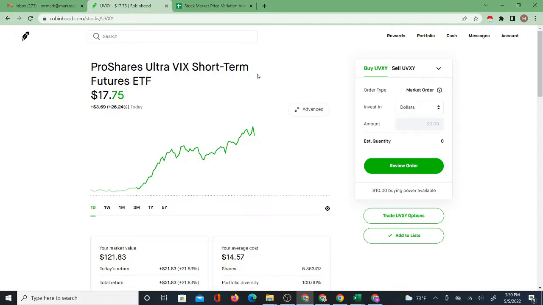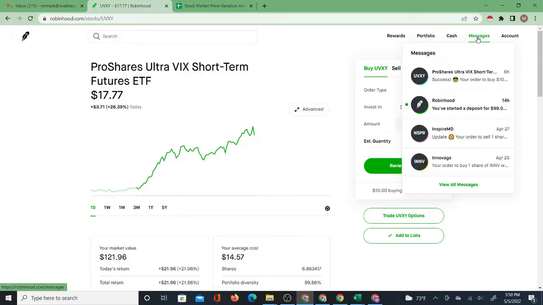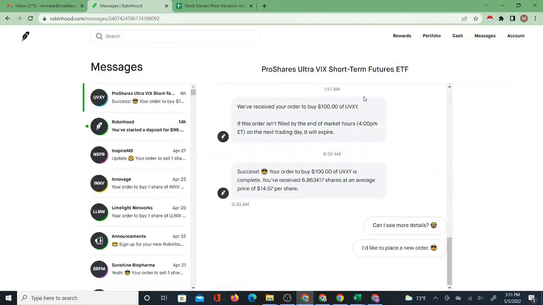So here's a stock which I bought. It's known as VIX, UVXY, and it's actually an index, and I bought it this morning. I'm going to show you in my messages. I bought it this morning at 9:30 a.m.